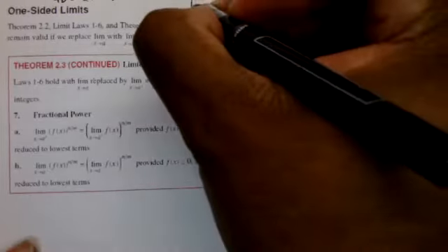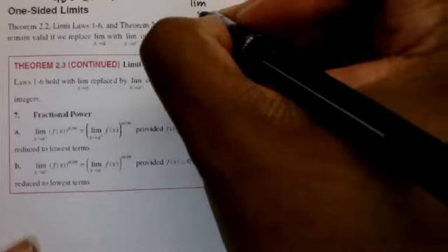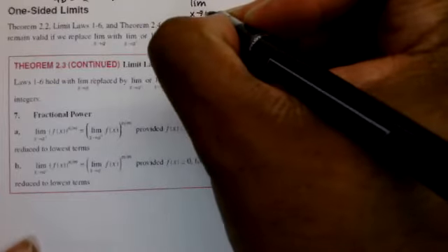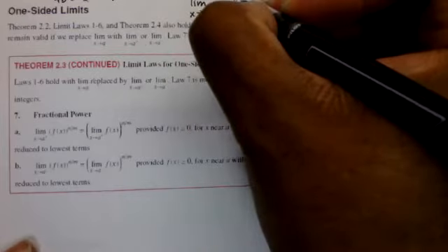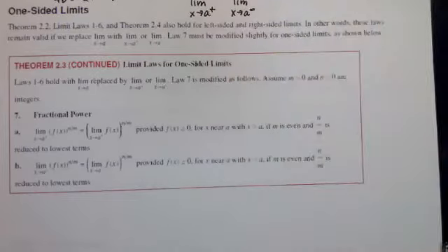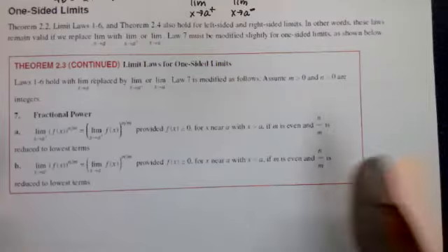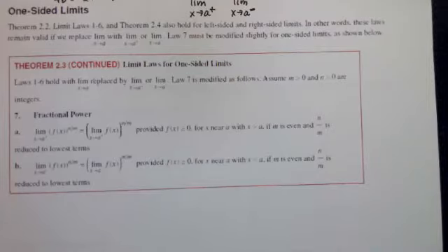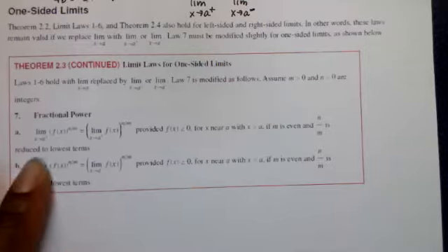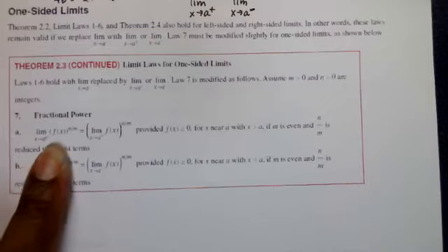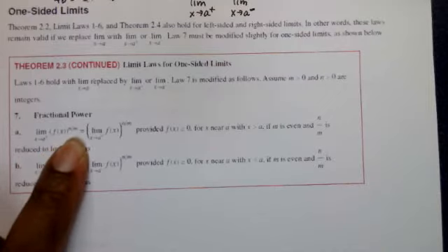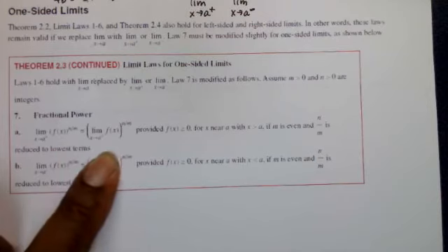So if you remember those one-sided limits, limit as x approaches a from the right, and also limit as x approaches a from the left. Okay. Law 7 has to be modified slightly for one-sided limits, as indicated in this box below here for the fractional power limits here. If I have the limit as x approaches a from the right of f of x to the n over m, that would be this here.